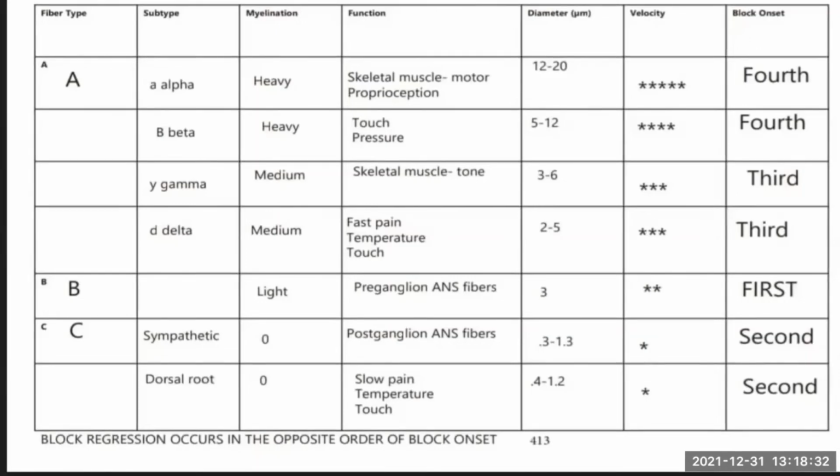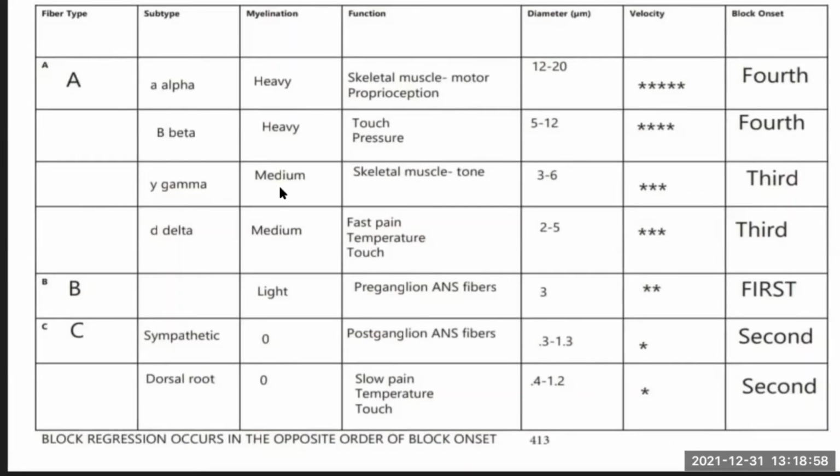Your gamma fibers, your A gammas, control the skeletal muscle tone, but their diameter is just 3 to 6. Even though they are the ones that actually control, they are very heavy. But the difference with the gamma is that their degree of myelination is very, very little. They are less myelinated.